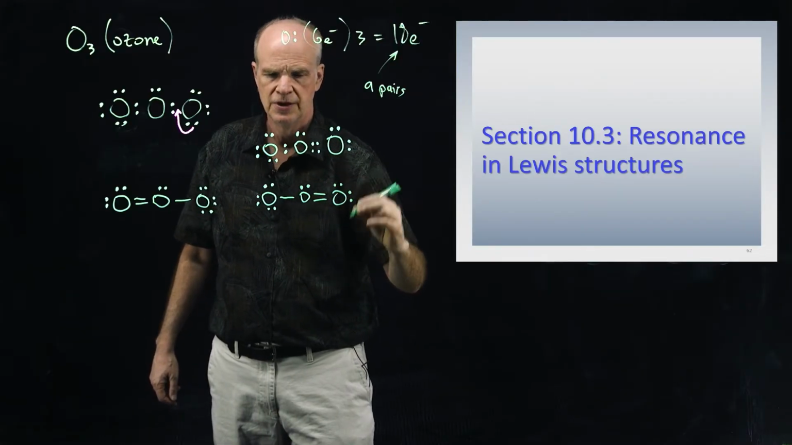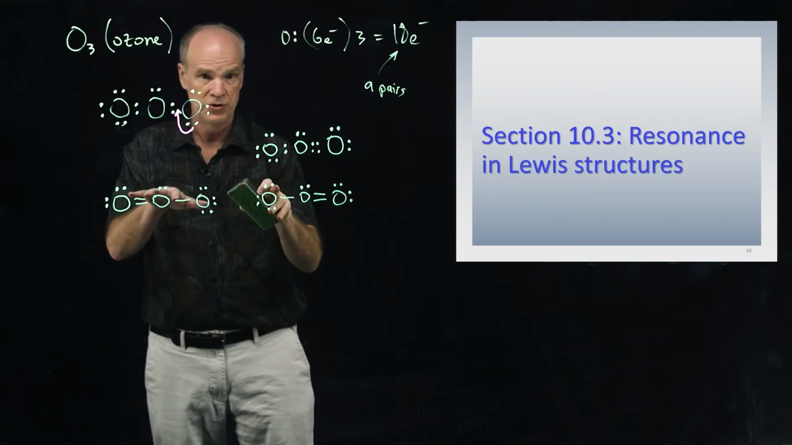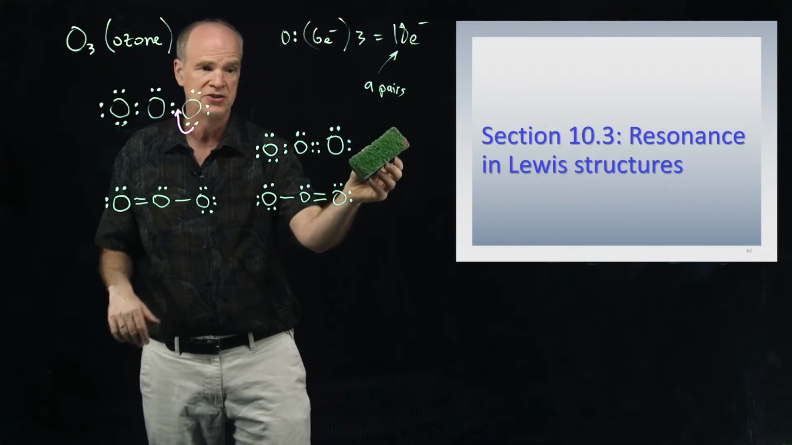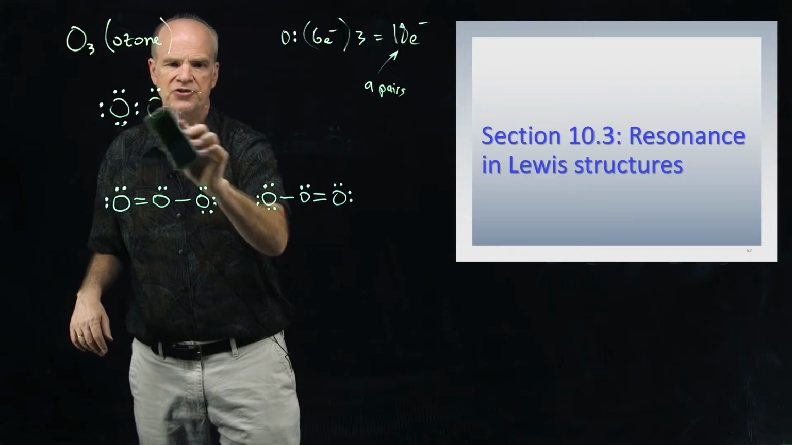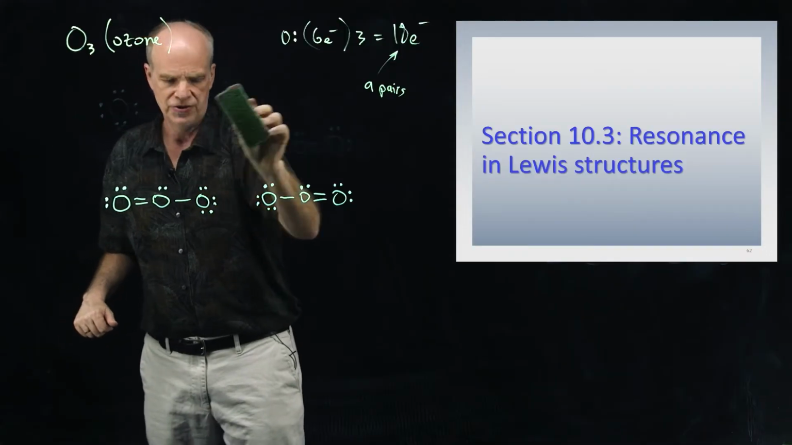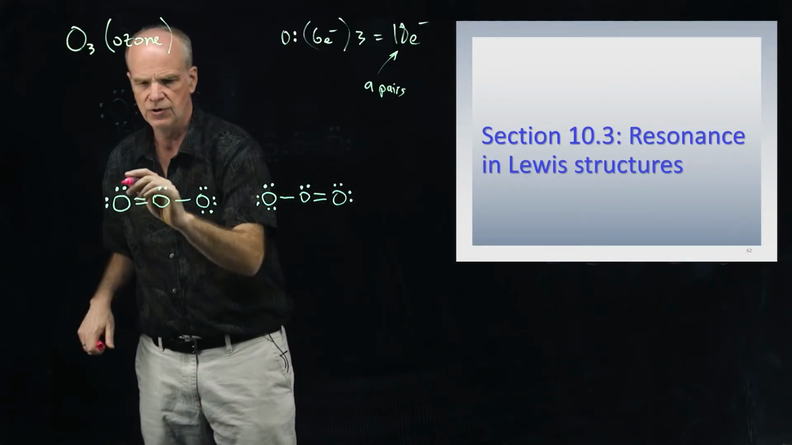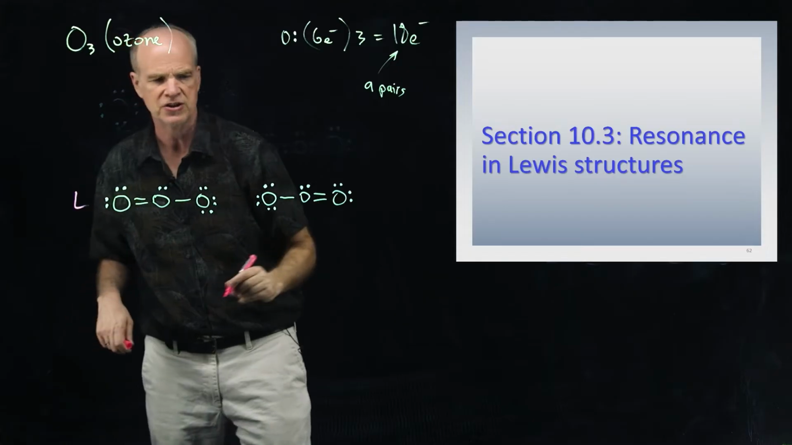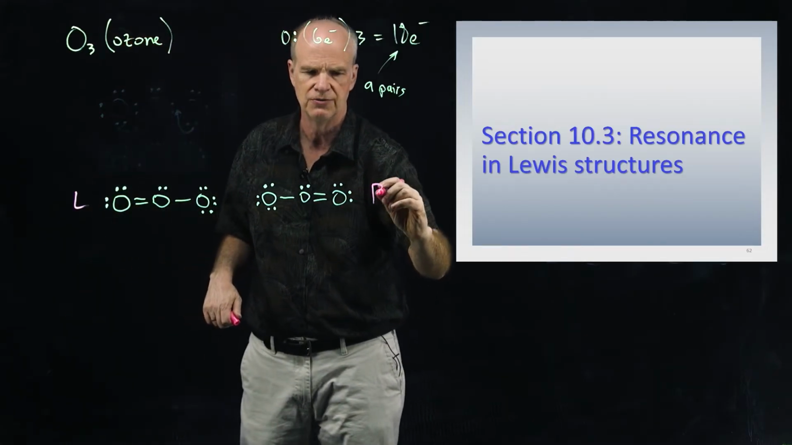Okay. So let me focus our attention on these two Lewis structures by erasing the prior stuff that we have here. I'm going to call this one on the left the left Lewis structure, and I'll call this one on the right the right Lewis structure.